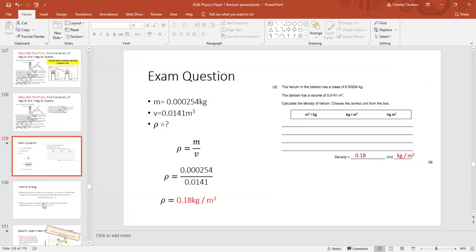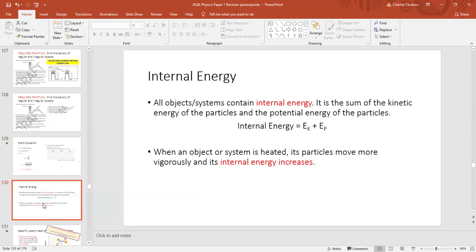These are questions on density. I'm moving on. This is in reference to internal energy. We've somehow been talking about it, but I guess we now want to face it head on.